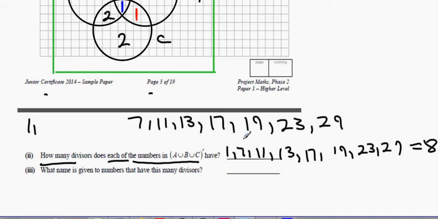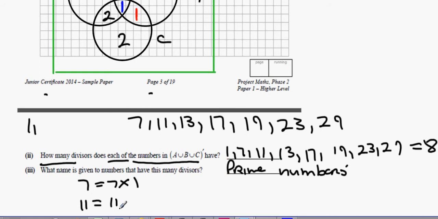What name is given to numbers that have this many divisors? So they have themselves as one divisor and the number 1 as the other divisor. These are called prime numbers, because they only have themselves and one other number that will multiply to give them back themselves, okay? So 7 equals 7 by 1, that's the only two divisors of 7. 11 equals 11 by 1, there's no other way of making them, okay? So that's what it means.